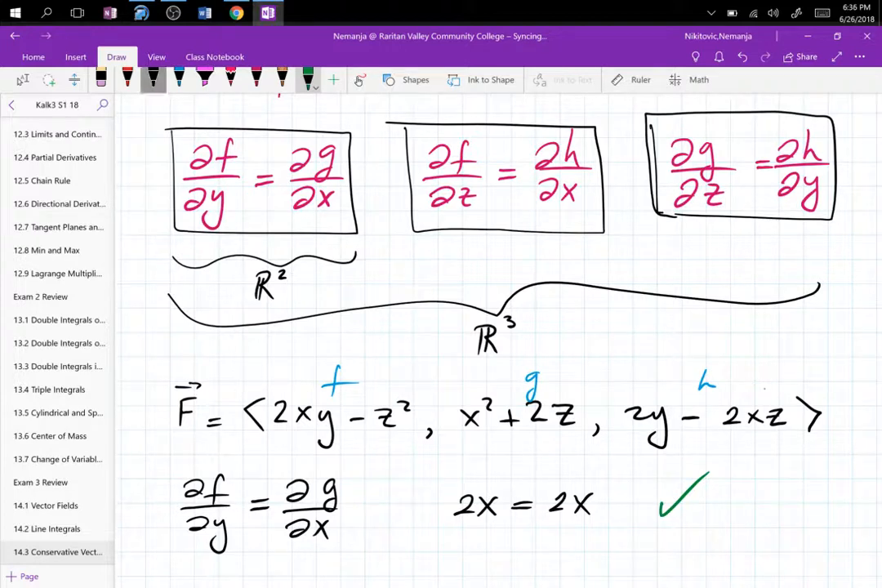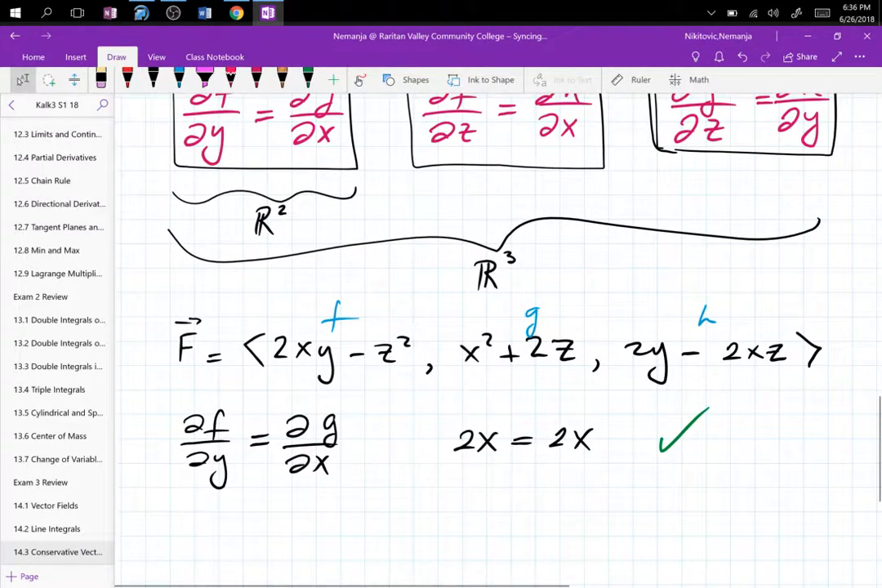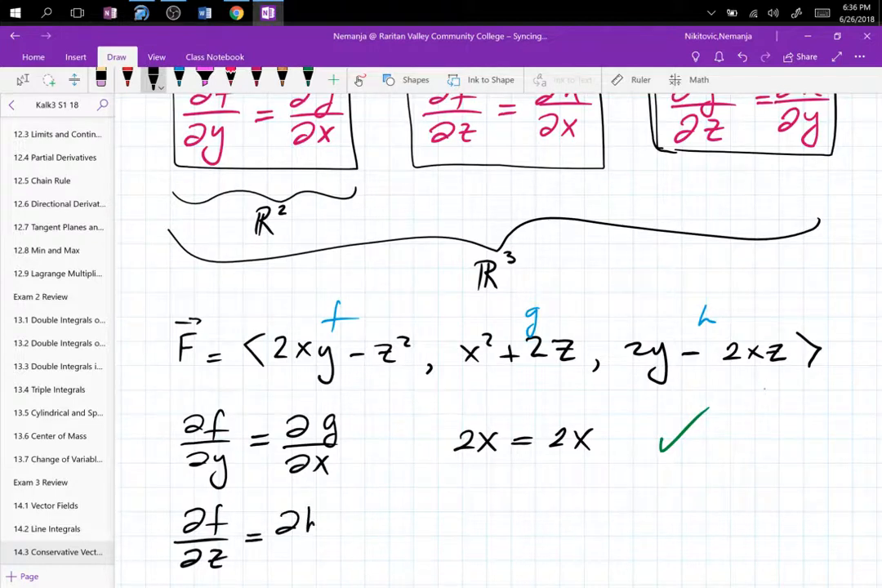Move to the next one. Is partial f, partial z needs to be the same as partial h, partial x. So partial f, partial z is negative 2z. And that needs to be partial h, partial x, negative 2z. Passes. One left.